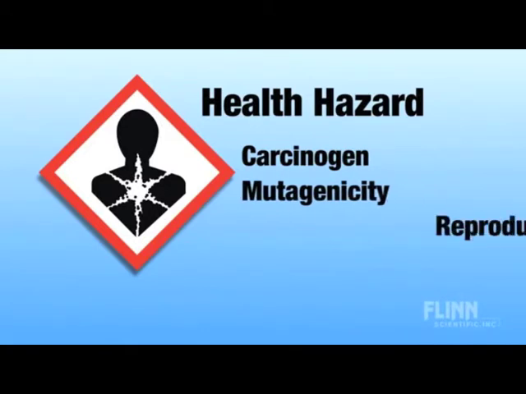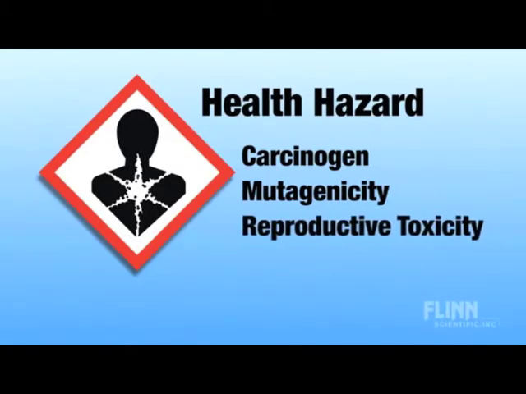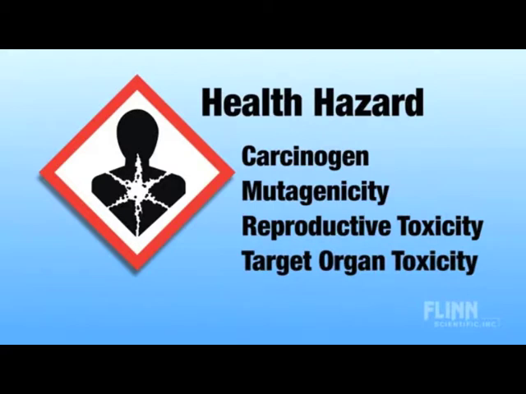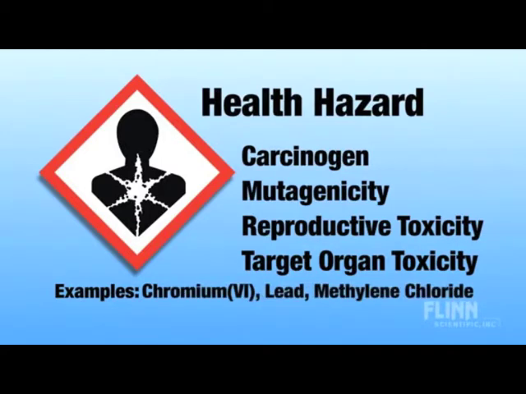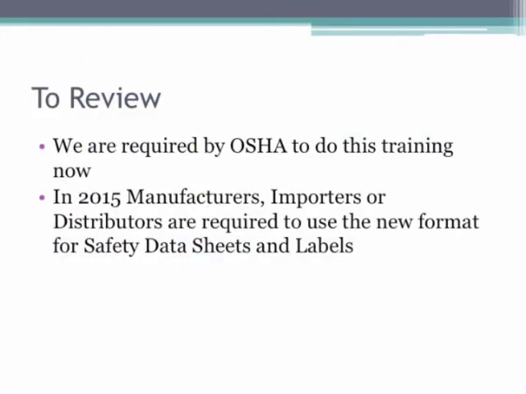Finally, the health hazard pictogram is used for any substance that would be classified as either a known or a possible or a probable carcinogen, things that have mutagenic properties, are reproductive hazards, or have specific target organ toxicity. Examples of chemicals with the health hazard pictogram: all chromium-6 compounds are known carcinogens, lead compounds, methylene chloride. To review, we are required by OSHA to do this training now.